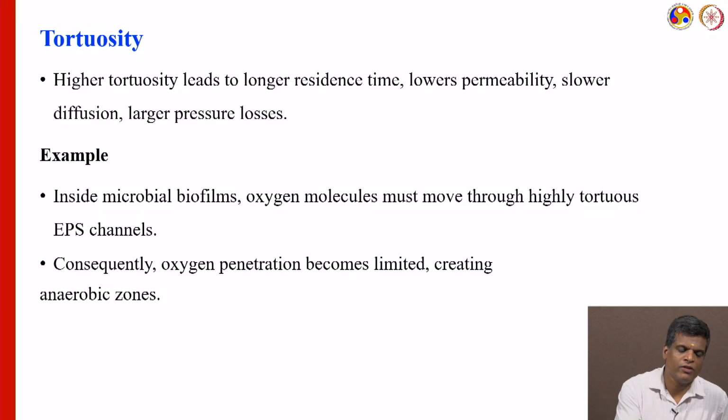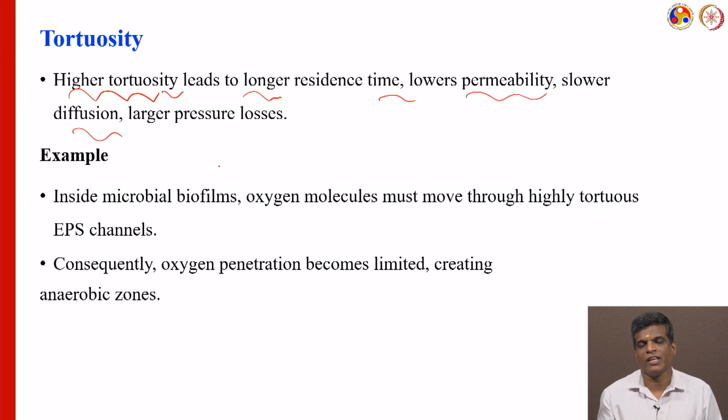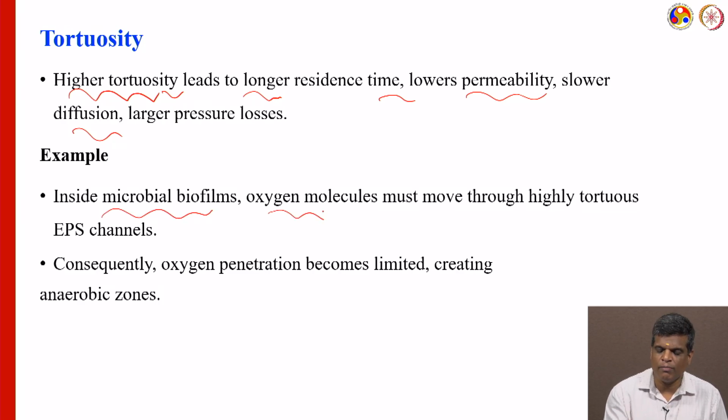Higher tortuosity leads to longer residence time and lower permeability, and of course the diffusion gets slow, and the pressure loss will be very high. What is the example here? Inside a microbial biofilm, oxygen molecules must move through the highly tortuous EPS channels. Consequently, the oxygen penetration becomes limited, which always creates an anaerobic zone.